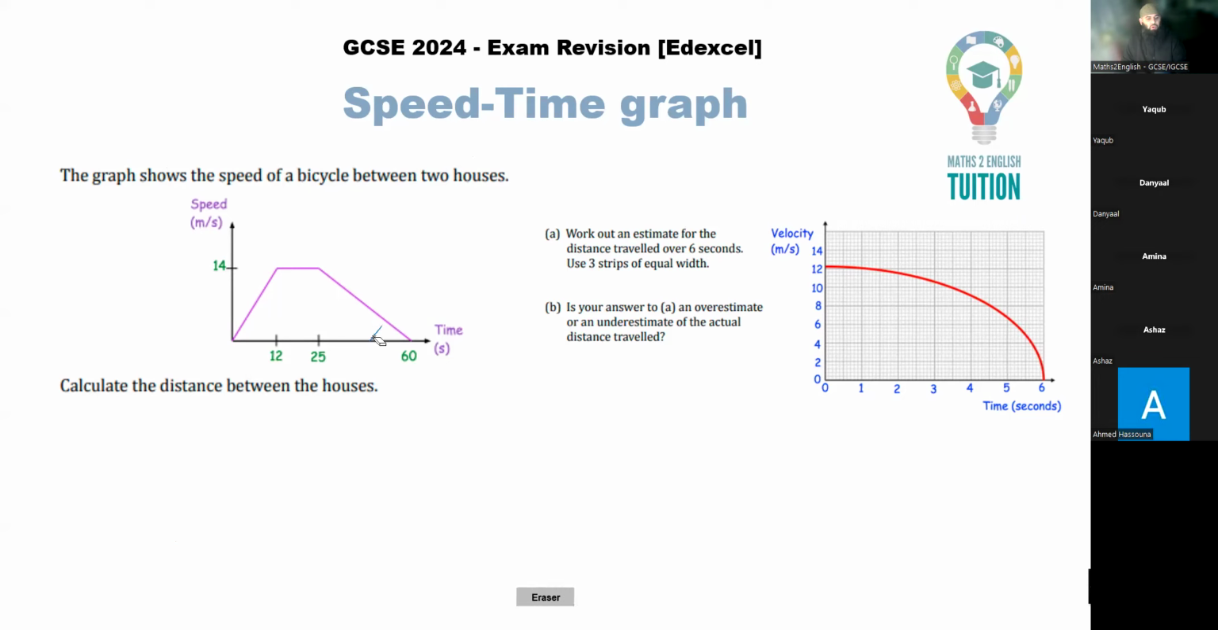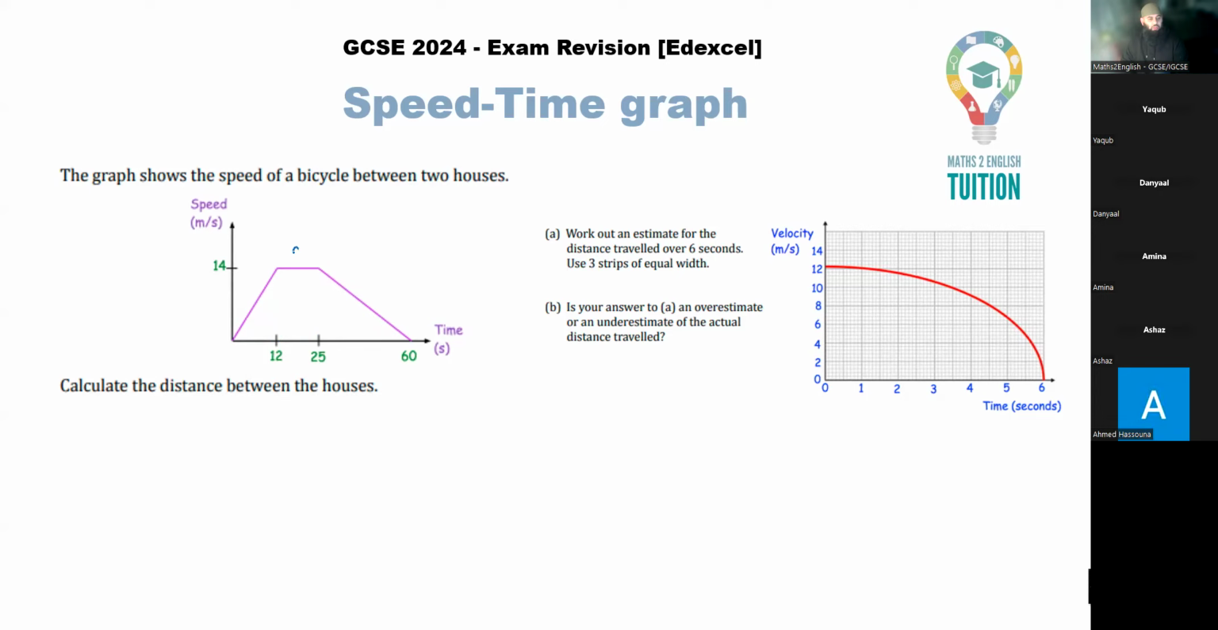So if I want to work it out, it says calculate the distance between the houses. The graph shows the speed of bikes between the two houses, okay? So you have one house to another house, and the area under the graph allows you to calculate the overall distance between two houses, okay? Either we can break it down into two, or we can use the trapezium rule, okay?